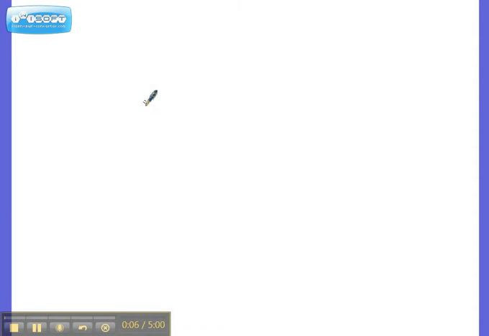Hello, today we are looking at how to solve a two-step equation. I know that's been giving some of you some problems, so let's take a look. Solving a two-step equation. Now, a two-step equation is always going to have two steps.